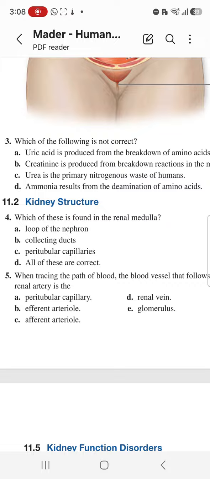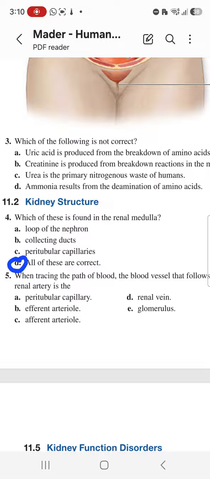So which of these is found in the renal medulla? The loop of the nephron, yes. Collecting ducts, yes. Vasa recta capillaries. These capillaries also surround these structures, the collecting ducts and the loop of the nephron. So all of these are correct.